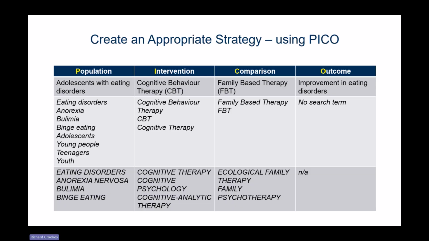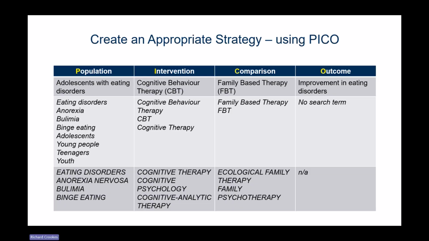Then we've got the intervention. So we are looking at cognitive behavioral therapy, which could be cognitive therapy as well, or CBT, the acronym. Comparison, we've got family-based therapy, or FBT. It could also be rendered as family therapy as well. I haven't included that there. And then the outcome, of course, is improvement in eating disorders. And we won't have a search term applied for that, specifically because it's implied in the population group with that existing condition.